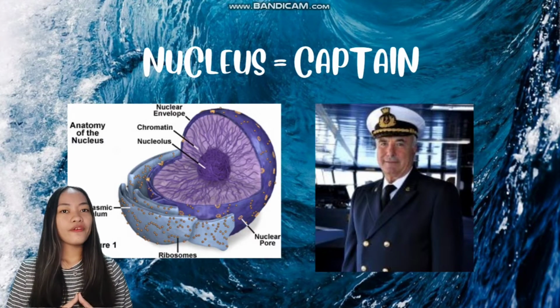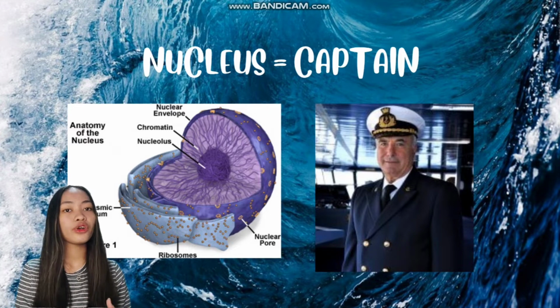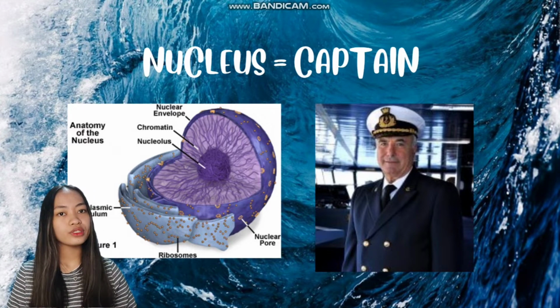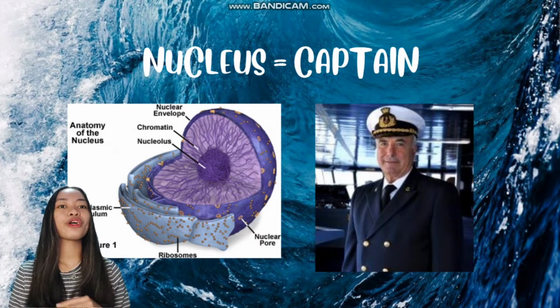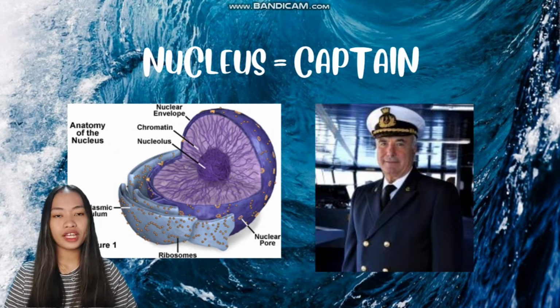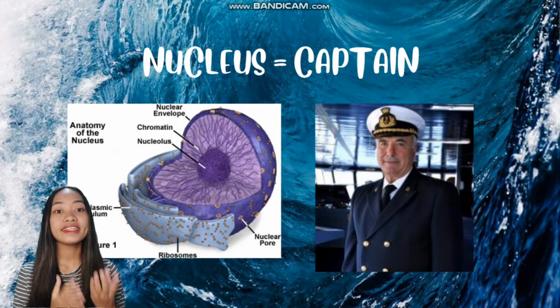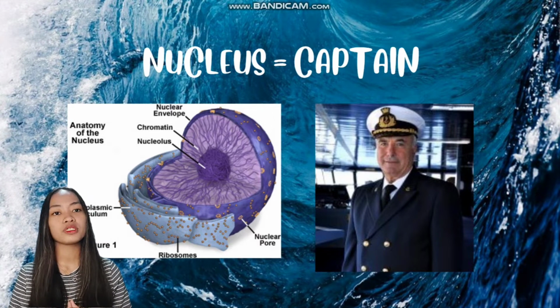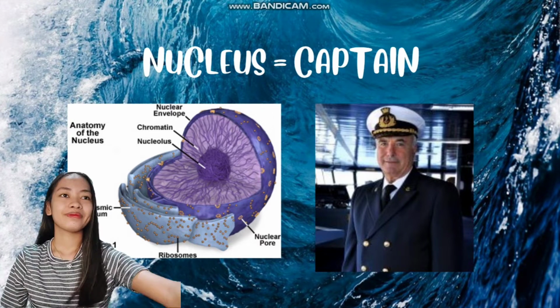The nucleus of the cell is like the captain of the ship. Both are in charge of what's happening to the cell or ship, like how the nucleus gives orders to the organelles. The captain gives orders and directions to the rest of his members like the nucleus does to ribosomes and the rest of the cell.